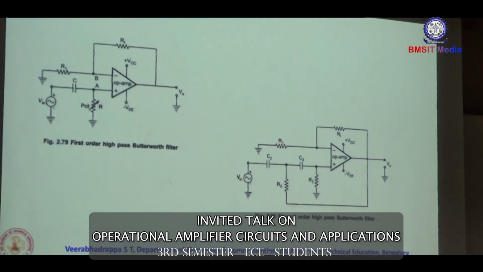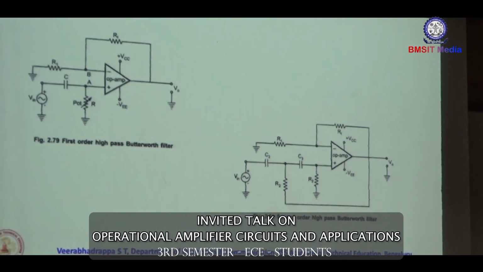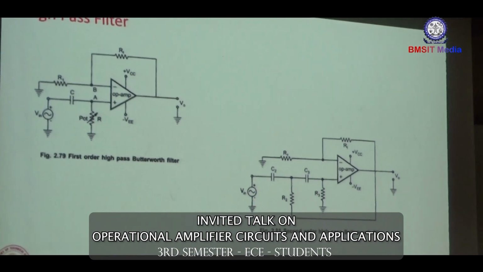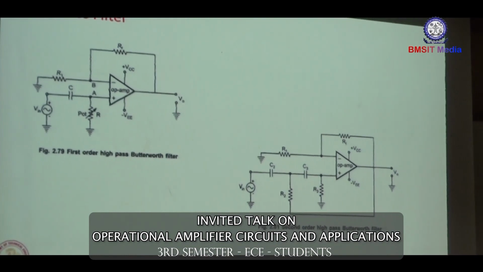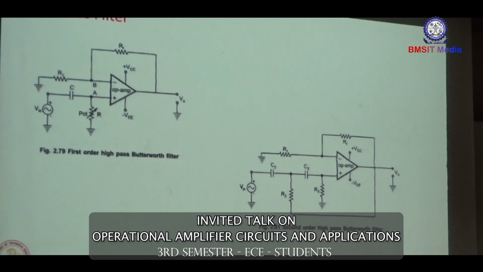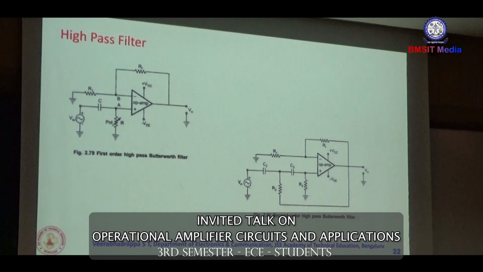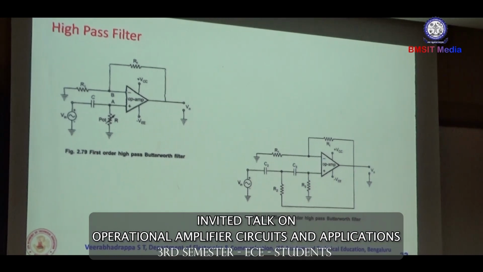You have the cutoff frequency F equal to 1 by 2 pi RC. How many equations are there? One equation. How many unknowns? R and C. F is given. For a given cutoff frequency, you have to calculate. How many unknowns are there? Two, R and C. Which one are you going to assume? C. Why?